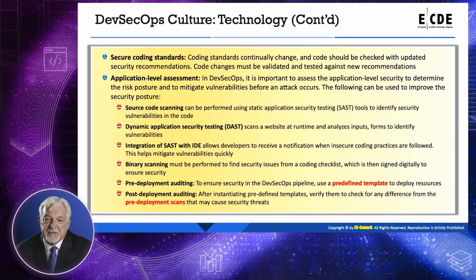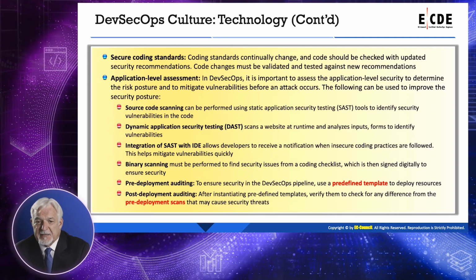You can use source code scanning that can be performed using static application security testing tools to identify security vulnerabilities within the code. You can also go dynamic. You could scan a website at runtime and analyze inputs, forms to identify vulnerabilities. You can integrate SAST with your IDE, your integrated development environment, and allow developers to receive a notification when insecure practices are followed. This helps mitigate vulnerabilities very quickly and very early in the coding stage.